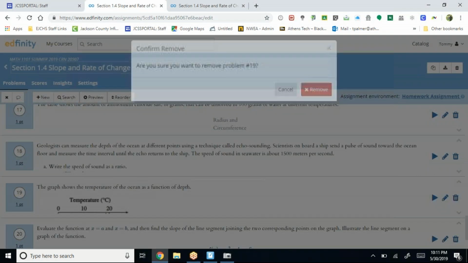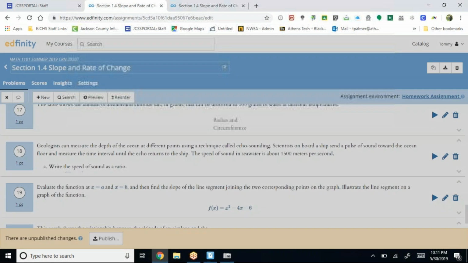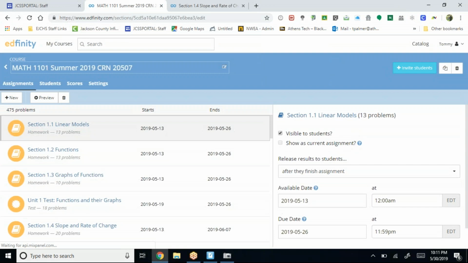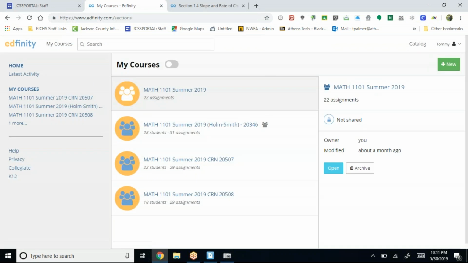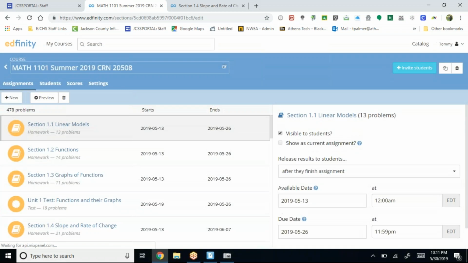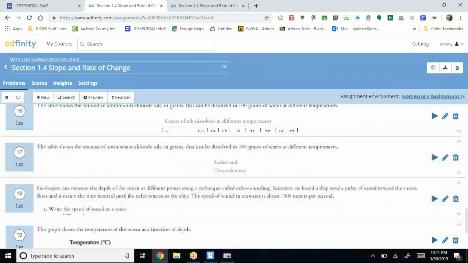Delete, remove, and then I'll publish that. Boom. And then we're going to go back over here and kill it off the other one so that people in the other class will have it as well. All right, so while I'm doing that, anybody got anything else on 1.4? Anything at all? There's a good bit of y'all on here.